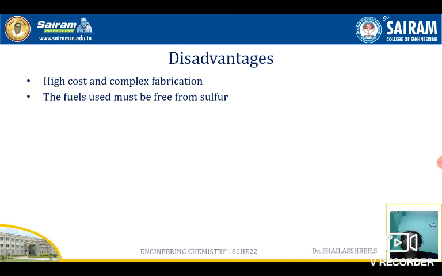Then we discussed fuel cells. Under fuel cells, we discussed the construction and working of the methanol oxygen fuel cell and the solid oxide fuel cell. We also discussed in this chapter the solar cells, their construction and working, advantages, disadvantages, and the importance of solar cells.